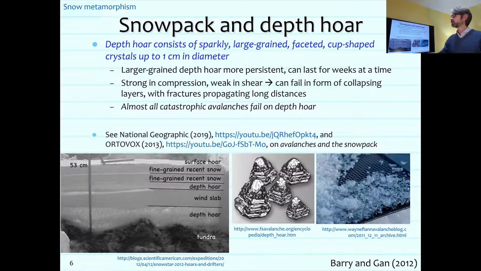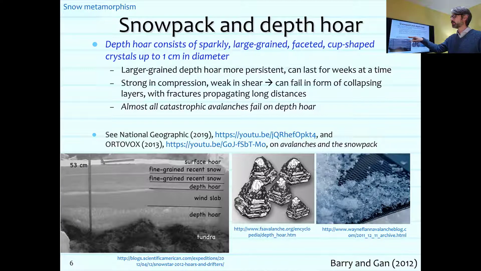Depth hoar consists of sparkly, large-grained, faceted, cup-shaped crystals that can be up to 1 centimeter in diameter. Larger grain depth hoar is more persistent and can last for up to weeks at a time. It's strong in compression and weak in shear. This is a very important point because it can fail in the form of collapsing layers with fractures propagating long distances. That should sound like an avalanche, and so almost all catastrophic avalanches fail on depth hoar.